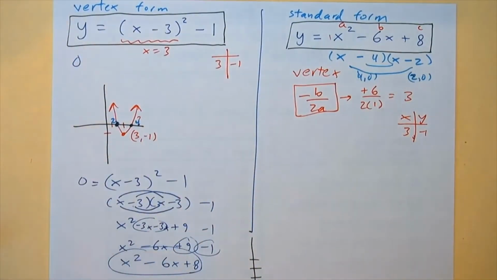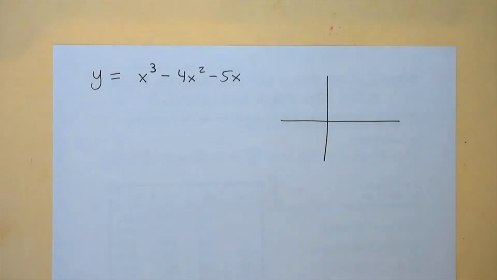Let's try something else. Let's go to a higher level. Let's do x cubed. This is math 3. Of course, in math 2 advanced, you may get this. 3, that's not a parabola.